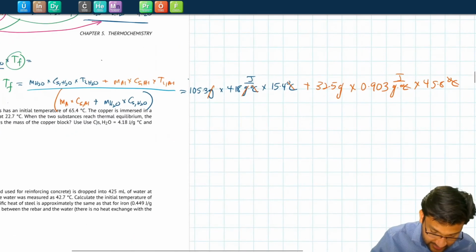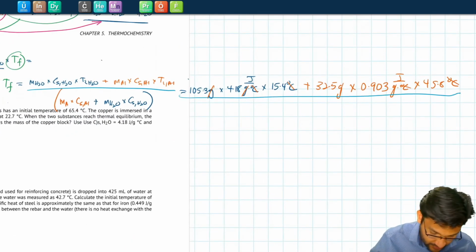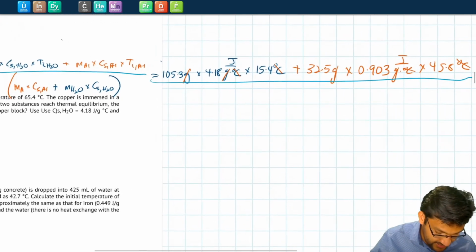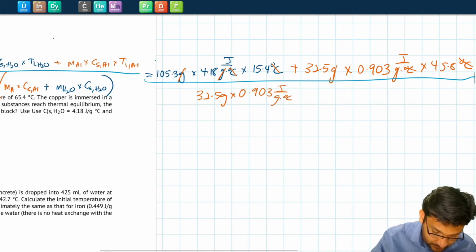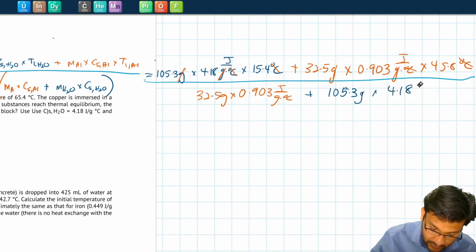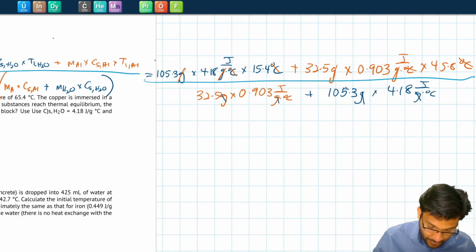That's the numerator, and then in the denominator, we have the mass of aluminum times the specific heat capacity of aluminum. So, mass of aluminum, 32.5 grams, times the specific heat capacity of aluminum, 0.903 joules per gram per degree Celsius, plus the mass of water, 105.3 grams, times the specific heat capacity of water, 4.18 joules per gram per degree Celsius. So grams will cancel out in both of these examples.